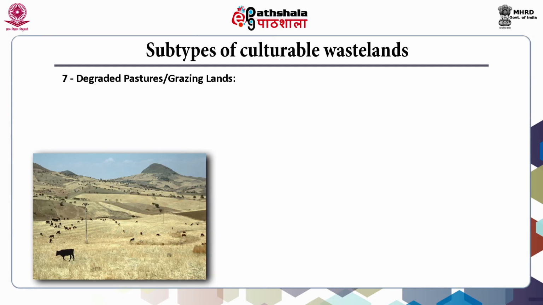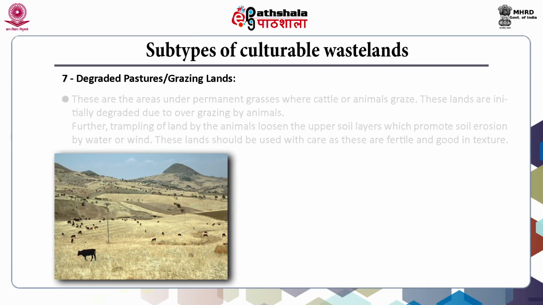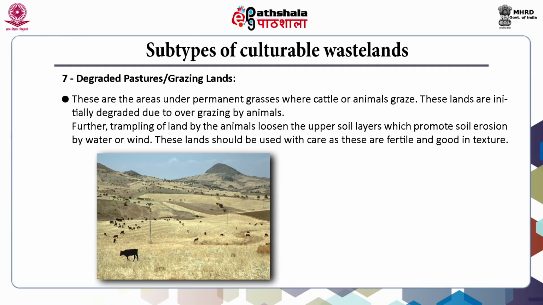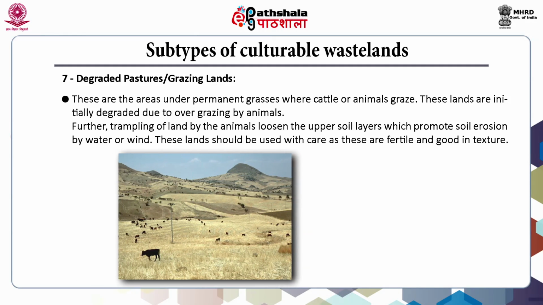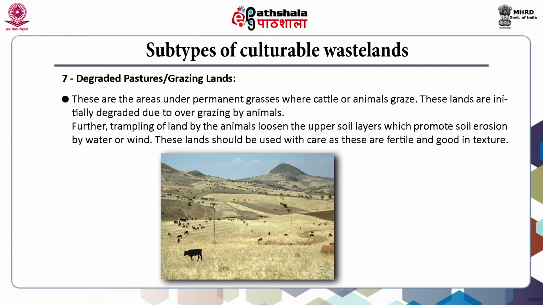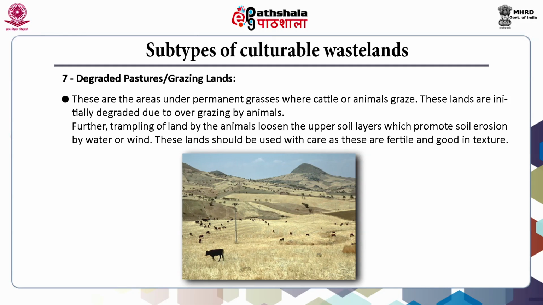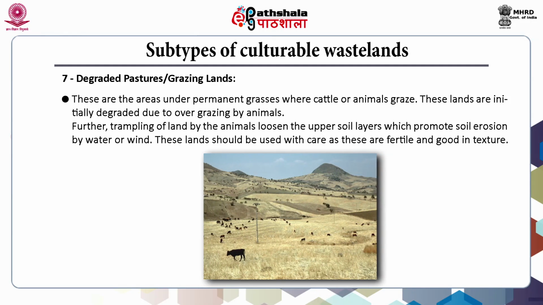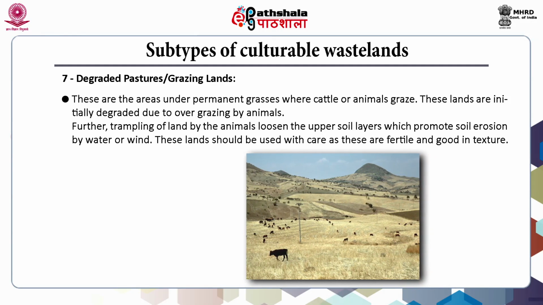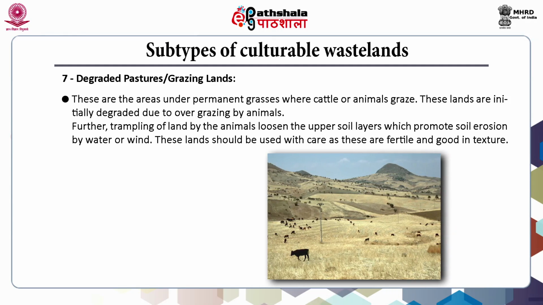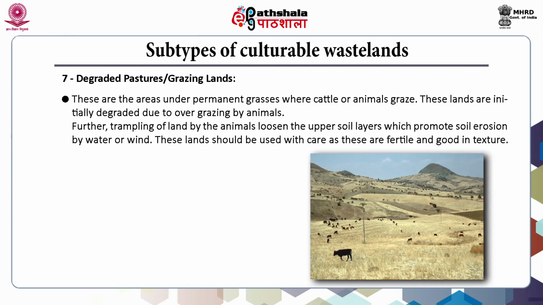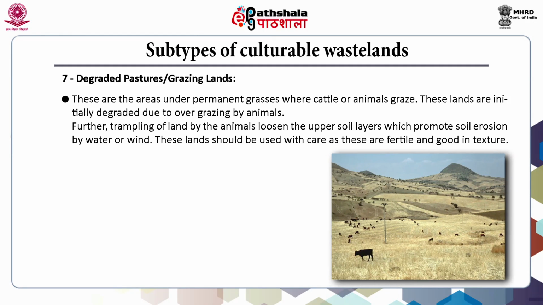Degraded pastures or grazing lands. These are the areas under permanent grasses where cattle or animals graze. These lands are initially degraded due to overgrazing by animals. Further, trampling of land by animals loosens the upper soil layers, which promotes soil erosion by water or wind. These lands should be used with care as they are fertile and good in texture.